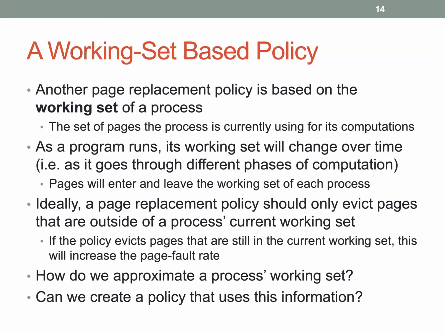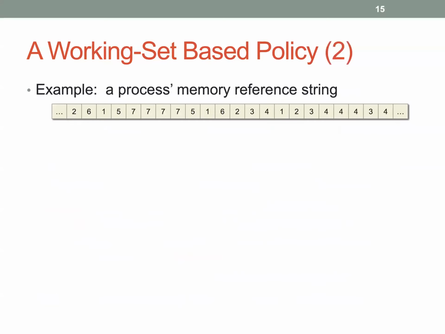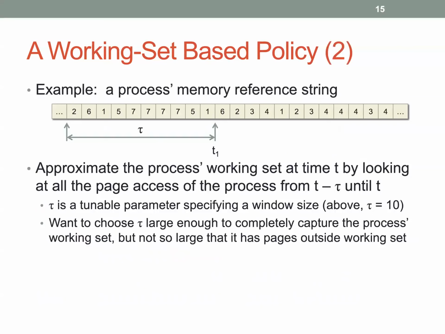And so the working set policy that we're going to talk about tries to approximate the working set using some simple mechanisms. Okay? So here's how we do it. We have the memory reference string. We consider a certain point in time. In this case, it's T1. And we say, all right, we're going to try to guess the working set of a program by considering all the accesses up to a certain distance in the past. So that's what this tau represents. That's the size of the window that we're considering.